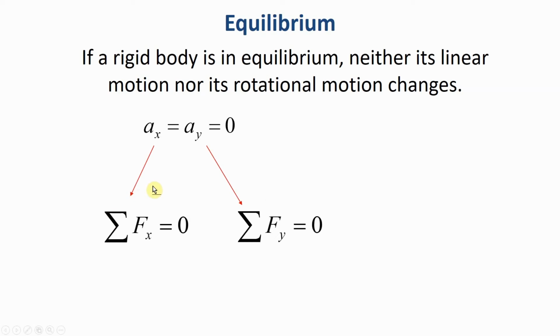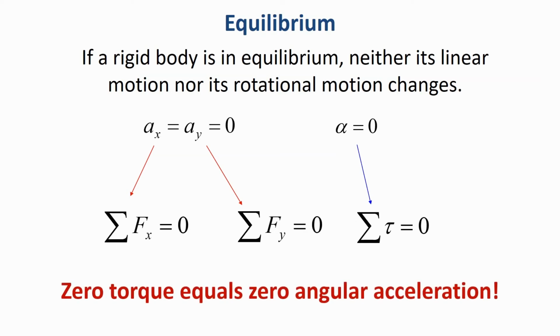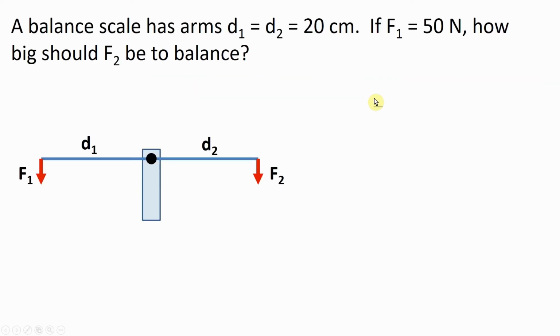What about the rotational world? If my alpha is 0, the angular acceleration is 0. That must mean that the net torque is 0. So these equilibrium problems are just like before. Instead of saying 0 net force means 0 acceleration, I'm going to say 0 net torque means 0 angular acceleration. So a simple idea to help us get started here.